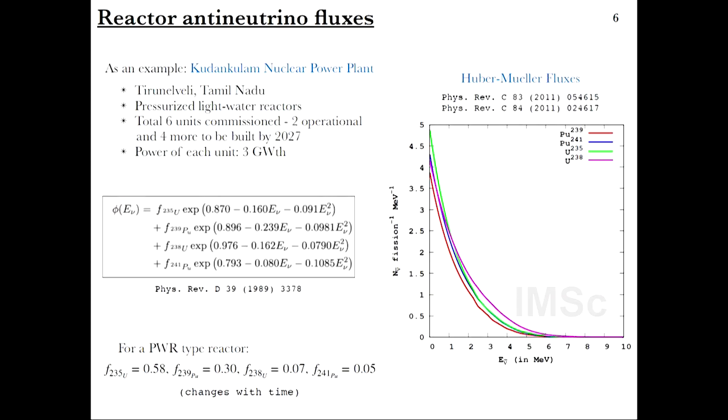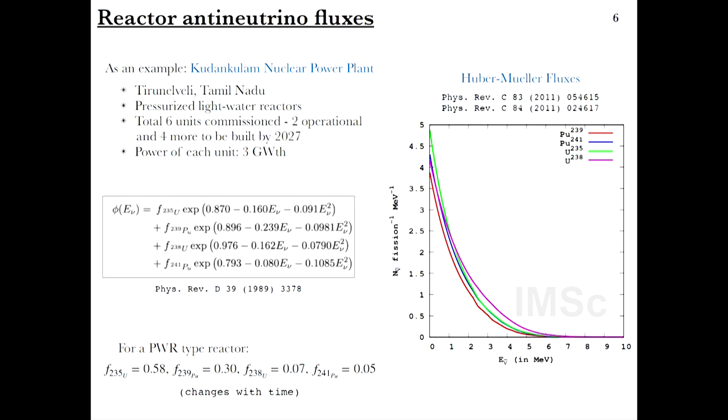Okay, so our focus is to see what a deuterated liquid scintillator can tell us about the sterile neutrino searches with a reactor neutrino source. So as an example, we consider this reactor experiment, which is a nuclear power plant situated in Kudankulam in Tamil Nadu. And the power of each unit is 3 gigawatt thermal.